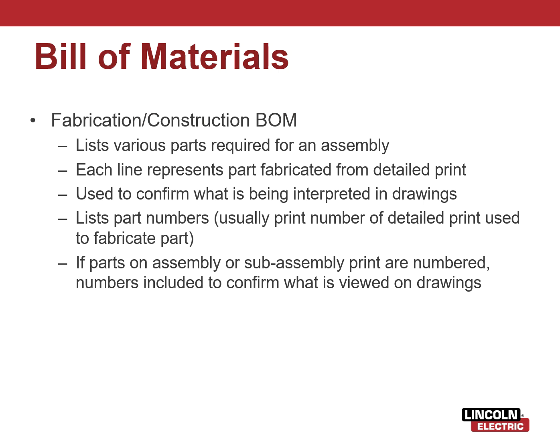So for a fabrication or construction bill of materials, this lists the various parts required for an assembly, and each line would represent the part fabricated from detailed print. Okay, like the little print we saw on the last slide that had the bill of materials. And this is used to confirm what is being interpreted in drawings. This will list the part numbers, so you can reference it all from the assembly. And if parts on the assembly or sub-assembly print are numbered, these numbers are included to confirm what is viewed on the drawings.